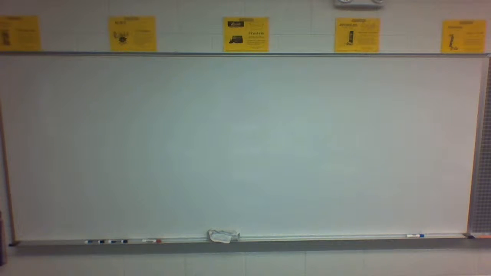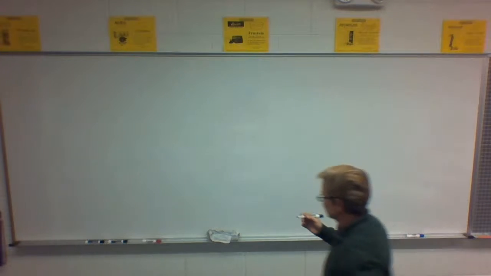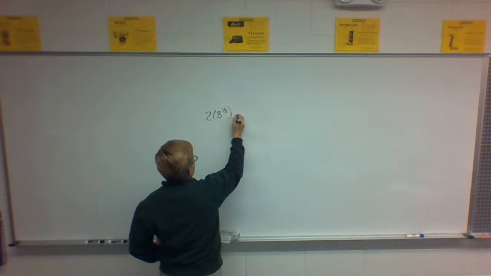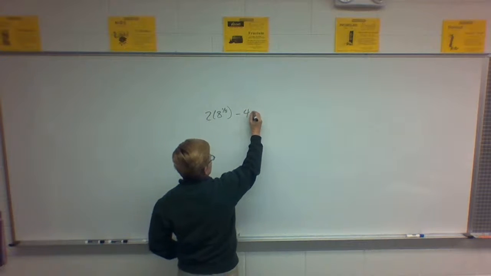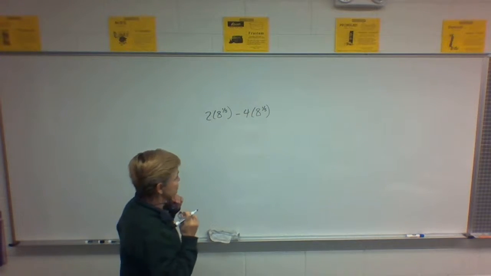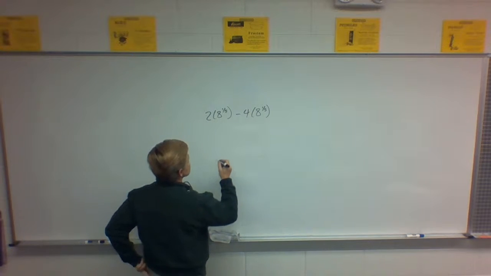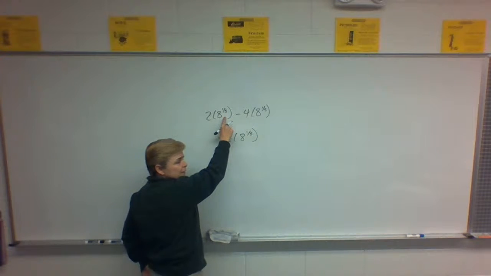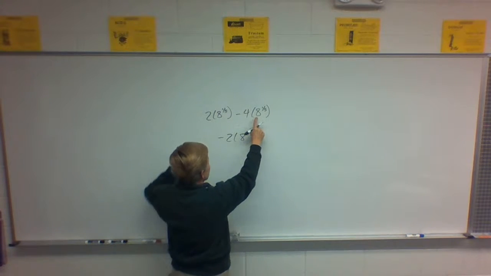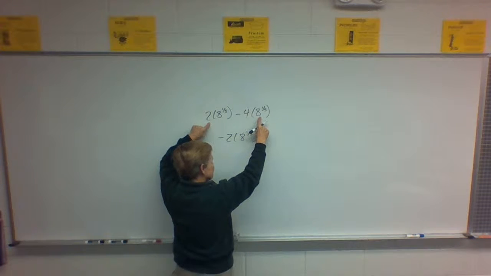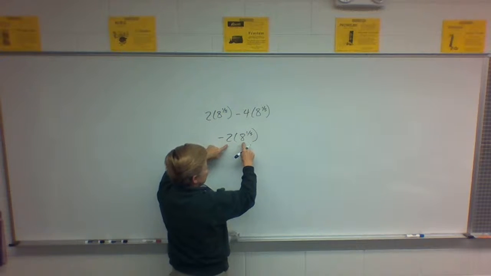I guess I'll write one in a slightly different way. What if I had 2 times 8 to the 1/5 minus 4 times 8 to the 1/5? What would you get there? Negative 2 times 8 to the 1/5. Because this is a radical, right? It's the 5th root of 8. And I have 2 of these 5th root of 8 thingies minus 4 of these 5th root of 8 thingies. Now I have negative 2 of these 5th root of 8 thingies.